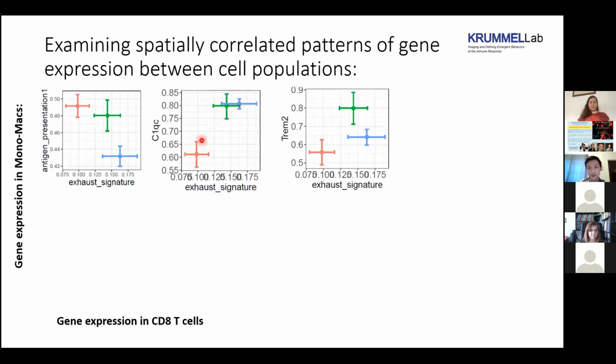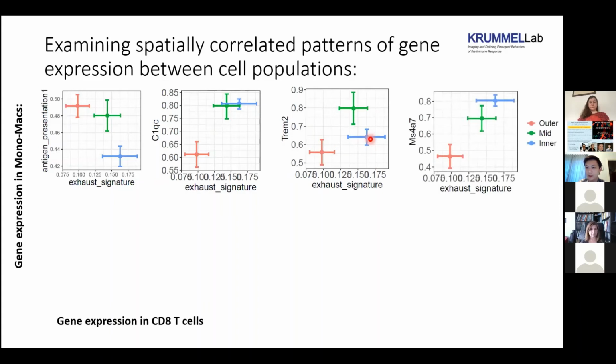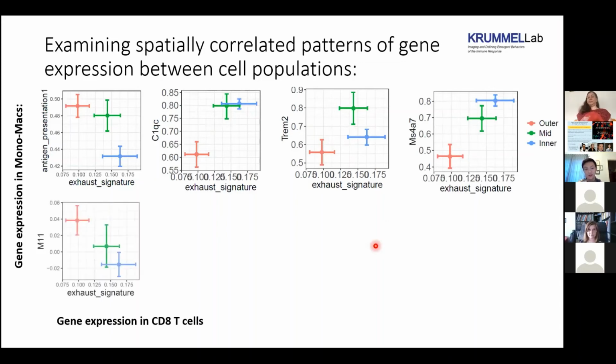However, not all genes show this nice uniformly increasing profile. In this case, TREM2 seems to actually peak in the middle region versus the outer or inner. And then another one of the marker genes, MS4A7, shows this very progressive increase, very well correlated with that acquisition of exhaustion signature. And then, of course, going back to the M1 terminology, if we apply that M1 signature here to the macrophages, we see the inverse, this very progressive loss of that M1-like signature as we move towards the interior of the tumor.